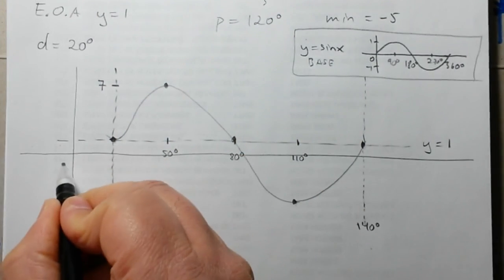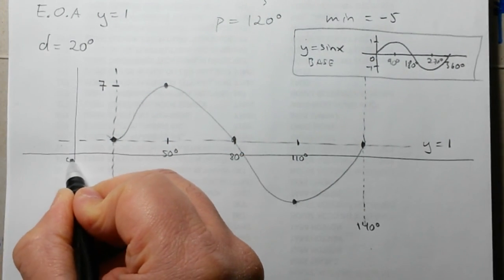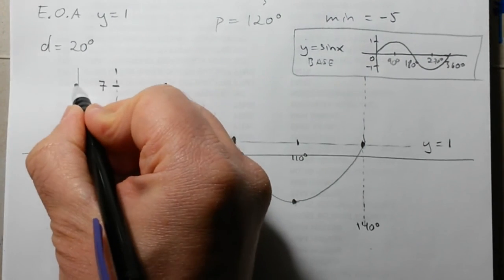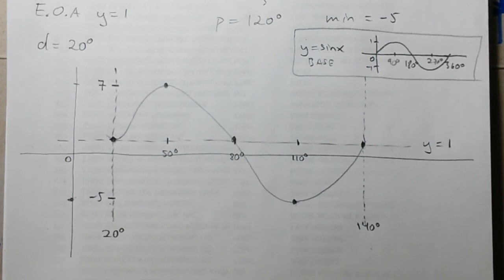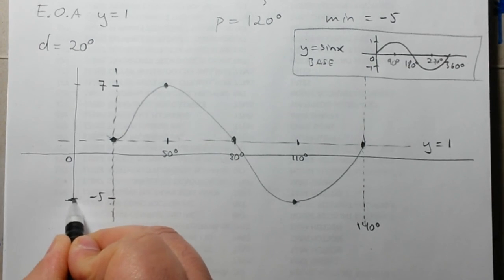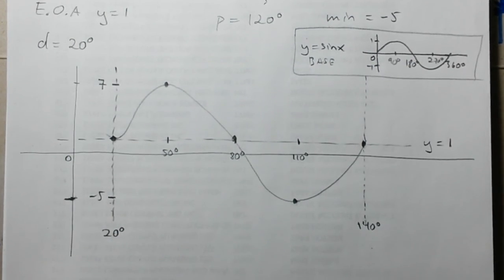So that's it. This would be our 0, and that's our max, that's our min, and that's it. And this didn't come out quite as planned. Actually, more or less it did. Okay, so that's it. That's how you graph these.